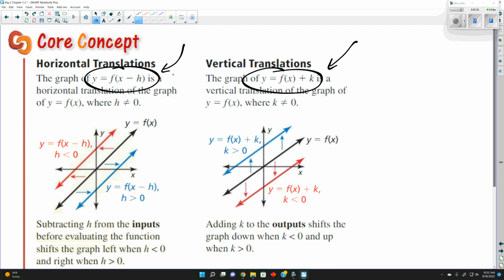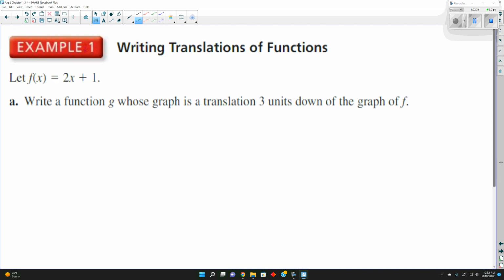So when we're talking about horizontal translation, we're affecting the input, either moving the inputs to the left or right a certain amount. For vertical translations, we're affecting the output, we're moving it up or down. Now this will make a little more sense when we start actually applying the translations.